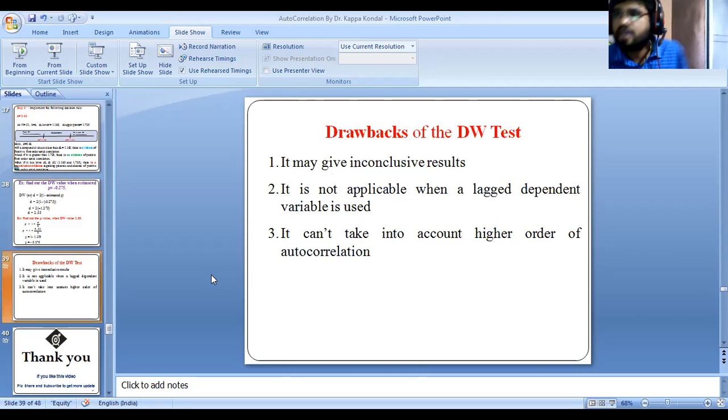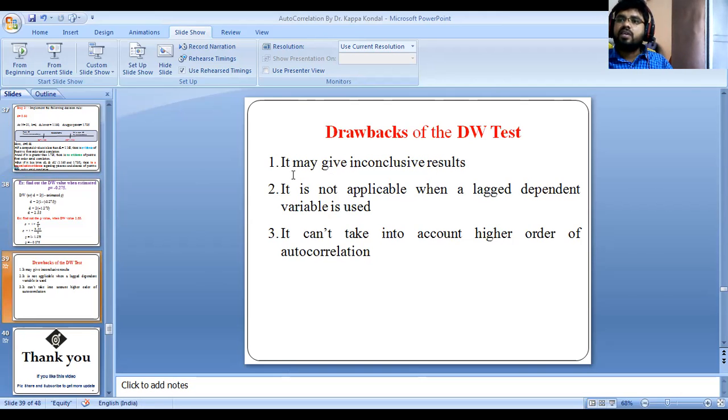There are some drawbacks when you calculate the Durbin-Watson test. As I told you previously also, sometimes there are drawbacks of any test. Here also the Durbin-Watson test has some drawbacks. The first one is that it may give inconclusive results. For example, if the d value lies between dL and dU values, we cannot come to know whether the particular problem has positive autocorrelation or negative autocorrelation.